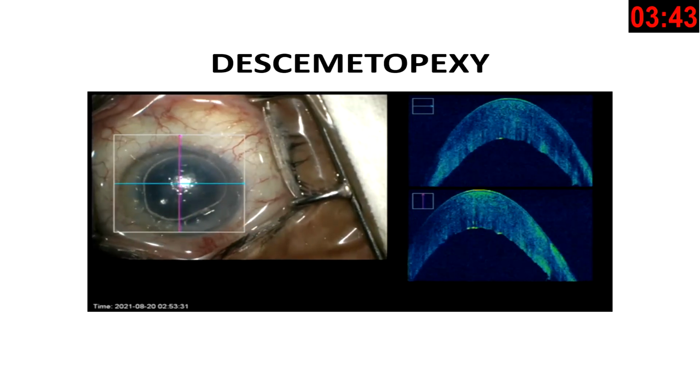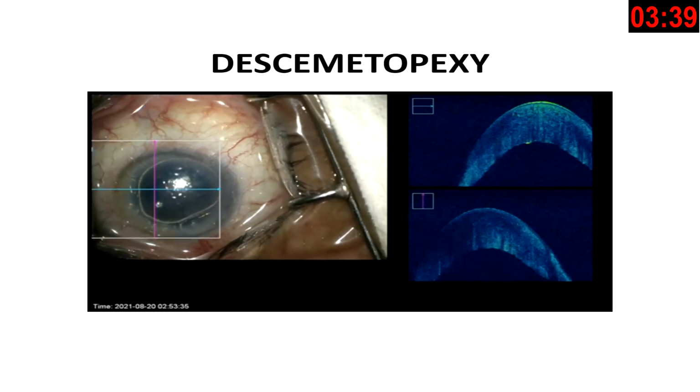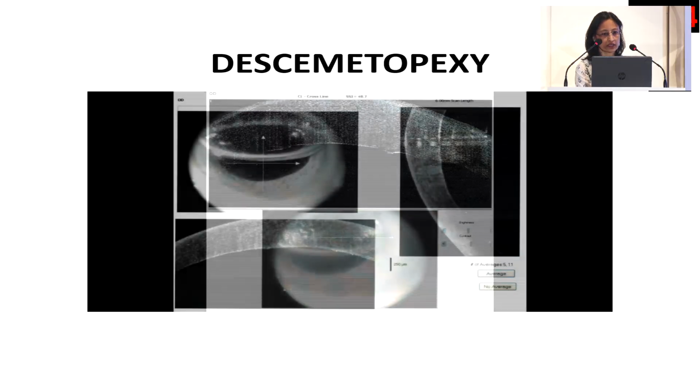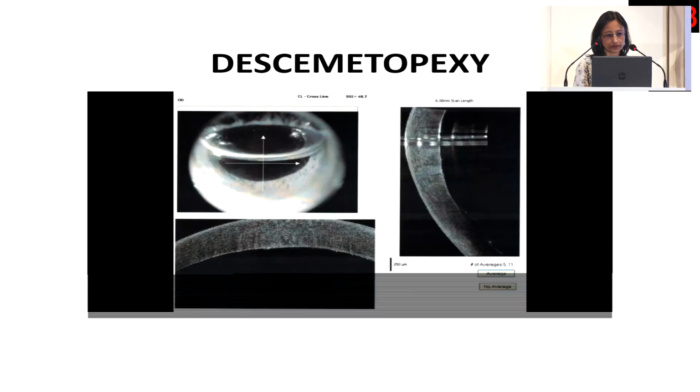So you can visualize it on the table only, and that prevents you from needing to take the patient again and again to the OT. There itself you know that you're in the right plane and the DM has reattached. This is 1 week post-op with clear cornea.